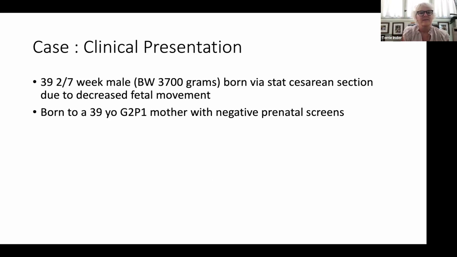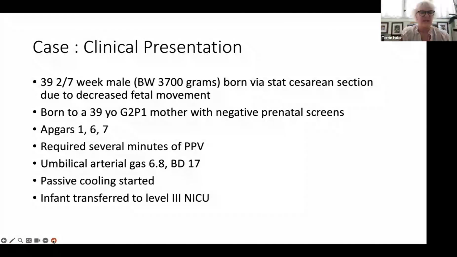So let's start with a 39-week infant who was born via a stat cesarean section due to decreased fetal movements. The mother had had a pretty unremarkable pregnancy and had negative screens. The APGARs, as you can see here, were 1, 6, and 7. And there were several minutes of PPV, and you can see pretty significant base deficit and passive cooling was started.